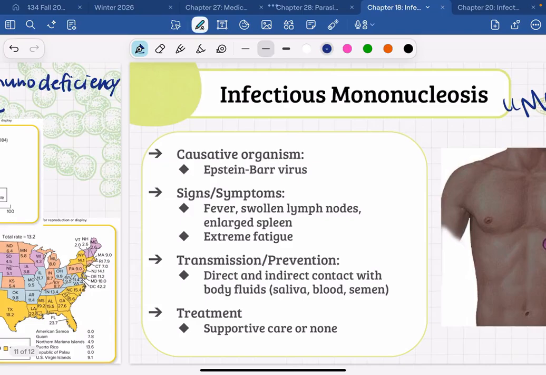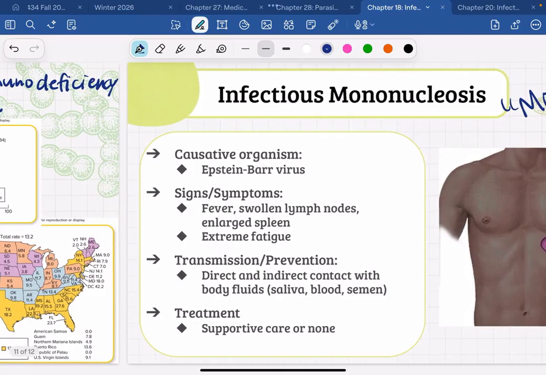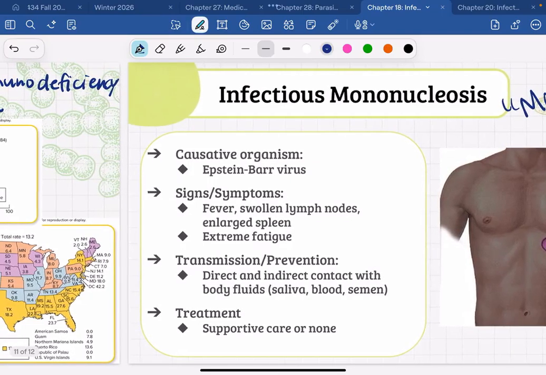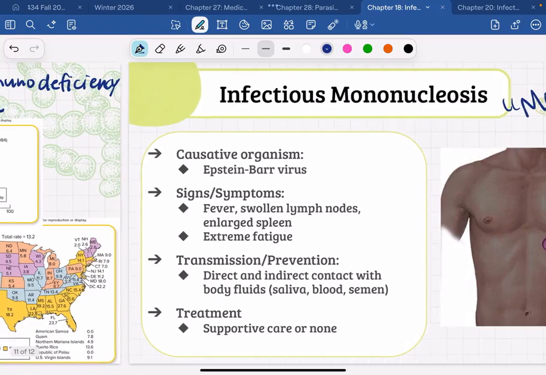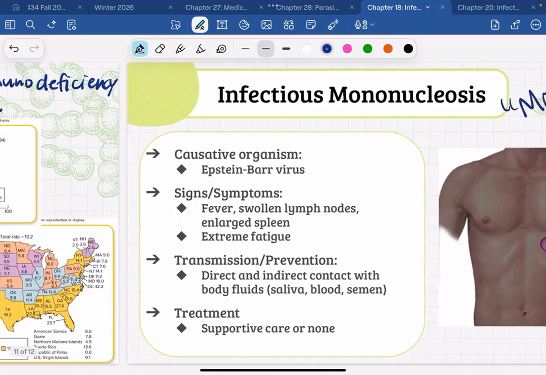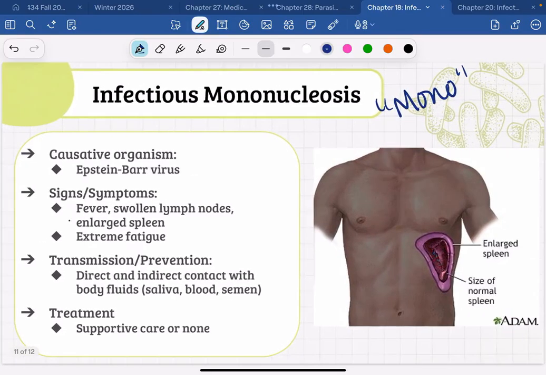The characteristic symptoms of infectious mono are fever and swollen lymph nodes, but the big one is the enlarged spleen. Your spleen is an organ, and this just shows it getting bigger. Your spleen just gets swollen, and so you can have lots and lots of pain where your spleen is in your torso. It gets infected and swollen.